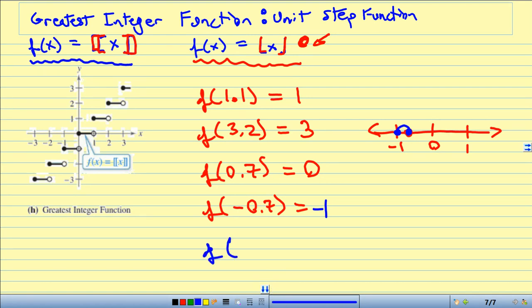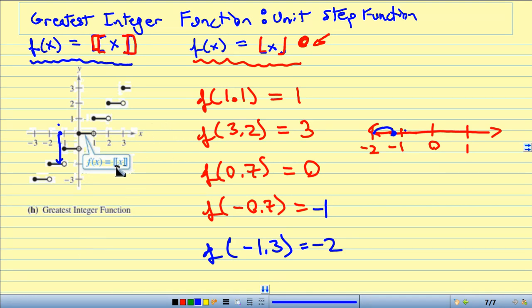Same thing if I have f of negative 1.3. So here's negative 1. Here's negative 2. Negative 1.3 would be right about here. I'm not going to round it to negative 1. I'm going to round it down to negative 2. Notice negative 1.3 is right over here, and it gets rounded down to negative 2. You guys see that?